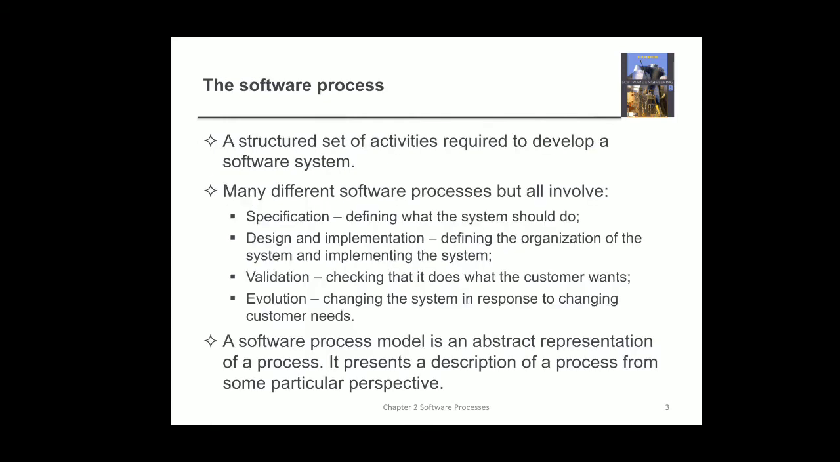First, let us see the definition of a software process. What actually is a software process? A software process is a set of related activities that leads to the production of a software product. That is, if we want to build any software, then these are the activities that we will follow so that we will get a software product at the end.